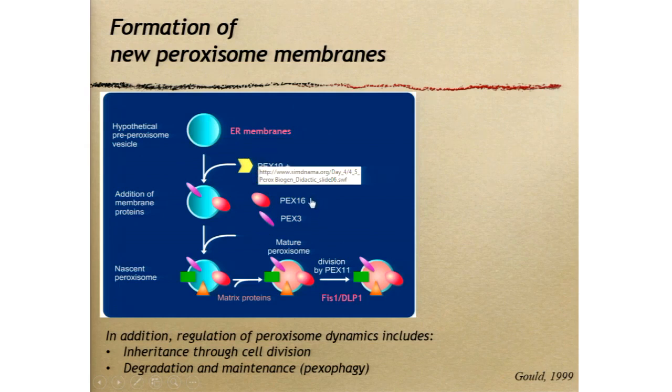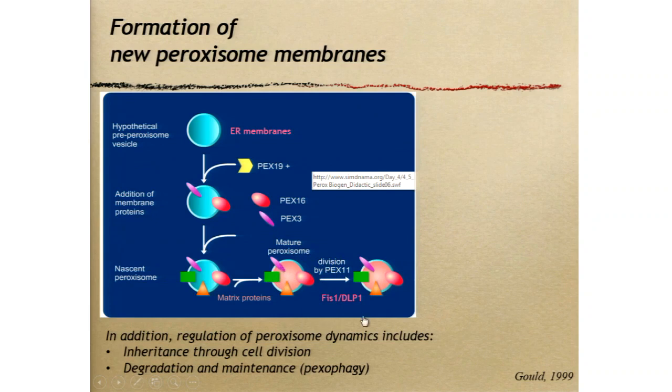There are three peroxins, PEX3, 16, and 19, that are involved in recognizing the peroxisomal membrane proteins, bringing them to the peroxisome membrane so that a mature peroxisome can be formed that can then import matrix enzymes, and then this organelle can be divided by fission using the PEX11 proteins.